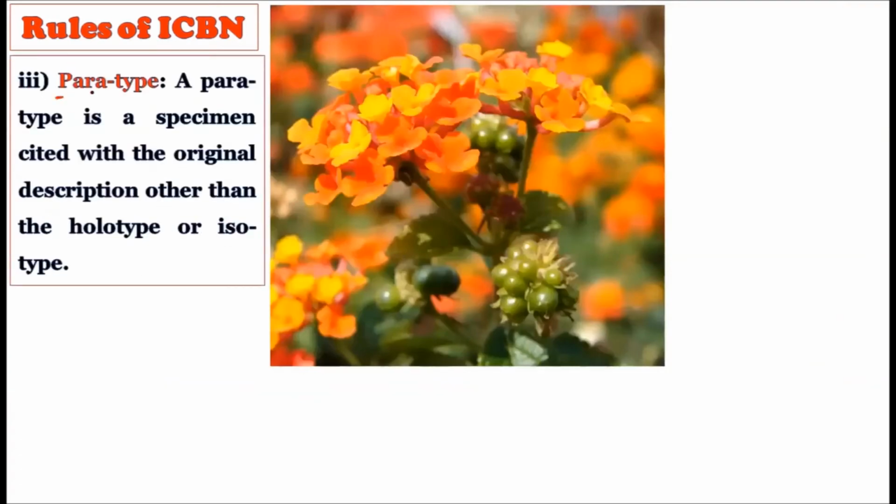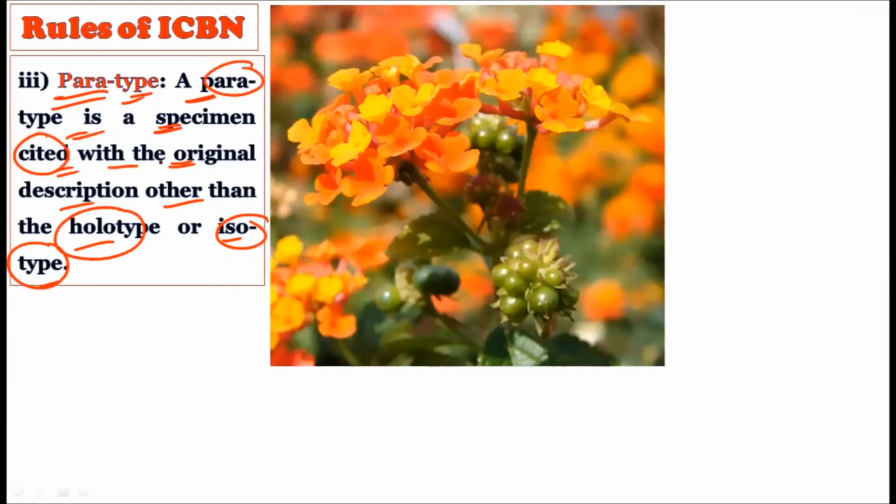The third one is the paratype. A paratype is a specimen cited with the original description other than the holotype and the isotype. What is a paratype, and how is it different from the holotype and the isotype? A paratype is a specimen cited with the original description. So whatever specimens are cited along with the original description other than the holotype and the isotype, that specimen is called the paratype. If we have some different plant material at the time of a single gathering, apart from the holotype and isotype, this material will come under the paratype.